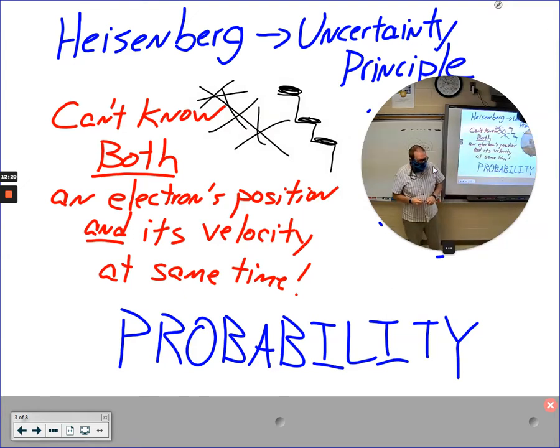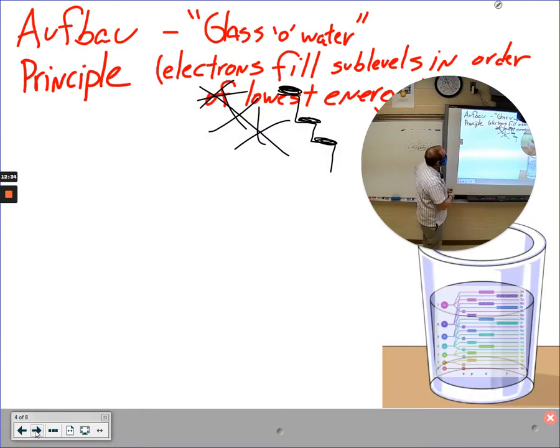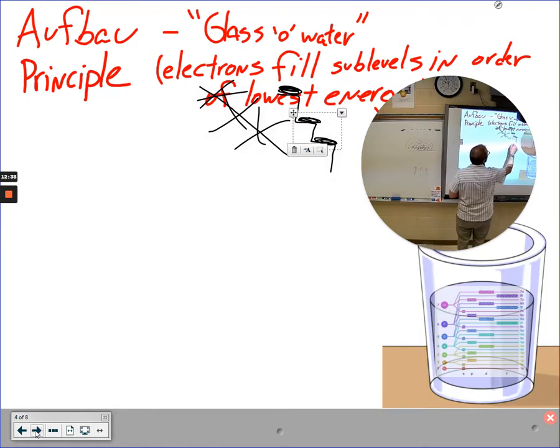This is a decent place to ask a question if you have one. Okay, so first rule, Heisenberg. Okay. The next rule, why are you on my next page? That's weird.